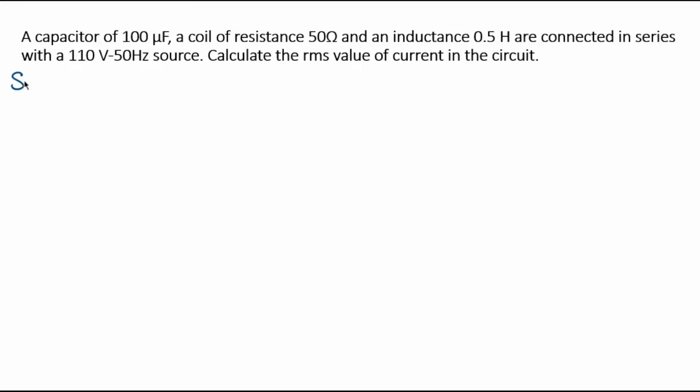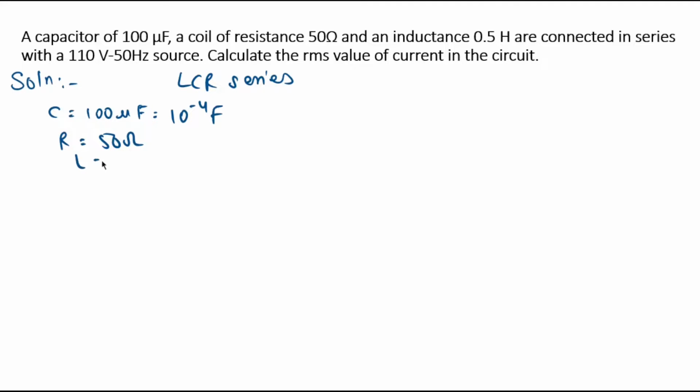So, solution, this is an LCR series circuit and we have been given the capacitance C equal to 100 microfarad, which can be written as 10 raised to minus 4 farad, and R equal to 50 ohms, and L is also given 0.5 Henry, and from here we can easily say that ERMS is equal to 110 volt and frequency is given to us as 50 Hertz, and we need to find out the IRMS value for the circuit.